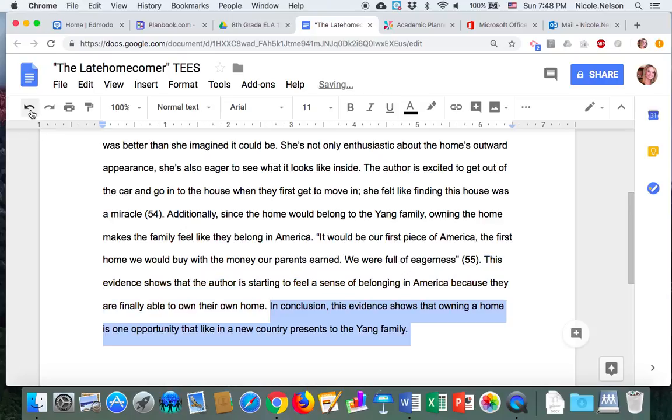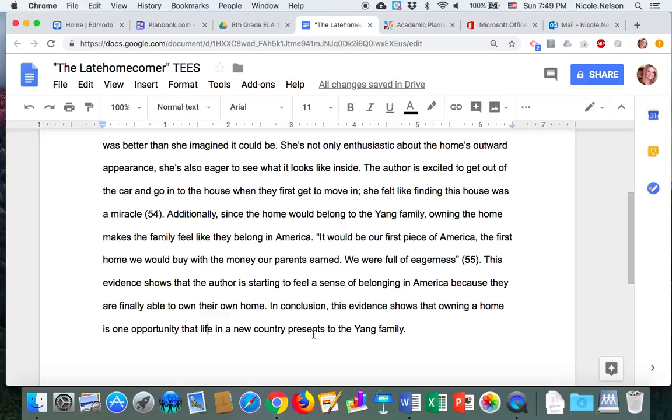And then lastly, I put in my clincher sentence. We worked on clincher sentences before using a phrase like in conclusion or to summarize or as all of the evidence states. So I wrote, in conclusion, this evidence shows that owning a home is one opportunity that life in a new country presents to the Yang family. That's why it's really important to double check your work to make sure you catch any spelling errors like that. So in your clincher, you're restating your main idea. I'm talking about owning a home, and I'm rephrasing what I had in my topic sentence.